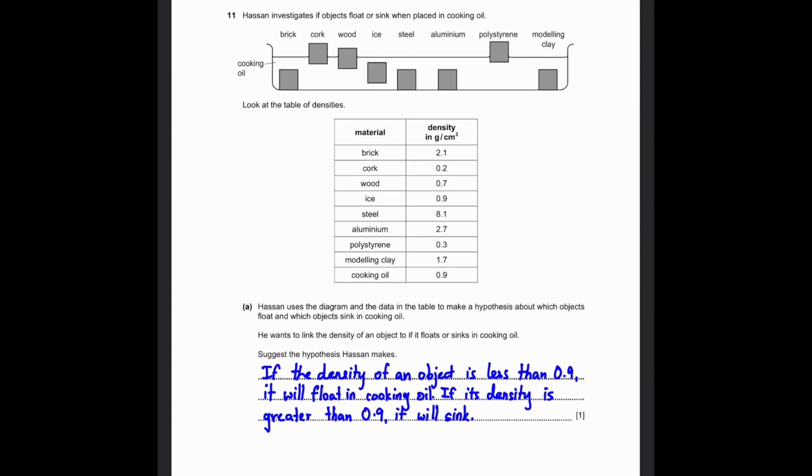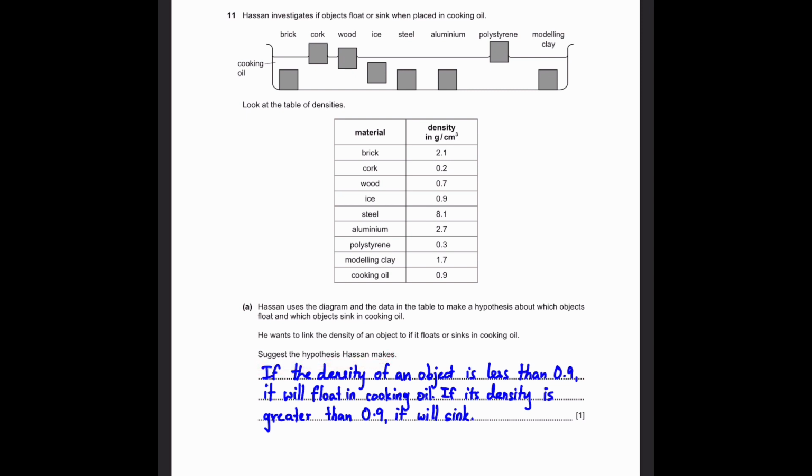Hassan investigates if objects float or sink when placed in cooking oil. So he has a range of objects over here, and using those, he's checking if they float or sink. Look at the table of densities. He has all the 8 materials over here, and he has the cooking oil density there. A. Hassan uses the diagram and the data in the table to make a hypothesis about which objects float and which objects sink in cooking oil. He wants to link the density of an object to if it floats or sinks in cooking oil. Suggest the hypothesis Hassan makes.